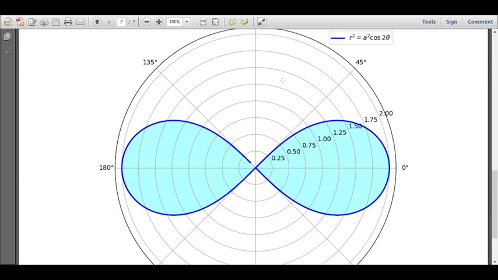So for finding r limits we draw the radius vector through the region and identify where this radius vector enters the region and where it leaves the region. It enters the region at r equal to 0 and leaves at r square equal to a square cos 2 theta. That means r equal to a root of cos 2 theta.